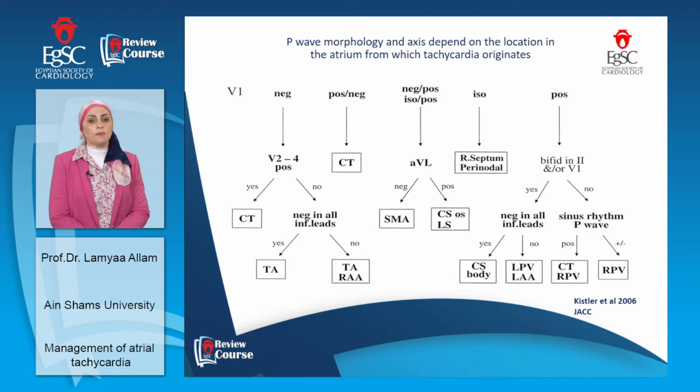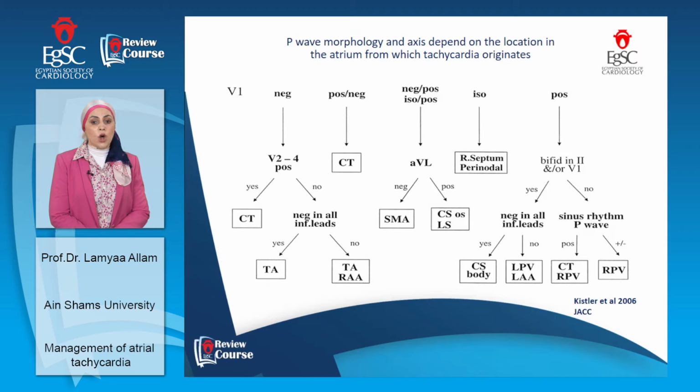In JACC in 2006. It is a more detailed algorithm, and its accuracy and specificity reach around 80%. It depends on the morphology of the P wave in lead V1. It tells us that if the P wave in lead V1 is positive, it is most probably a left-sided atrial tachycardia. But if it is negative, it is most probably from the right side. And then if the P wave is positive in V1, I should look at the P wave in the inferior leads. If it is negative, it is most probably either from the coronary sinus body or from the left pulmonary veins or left atrial appendage.